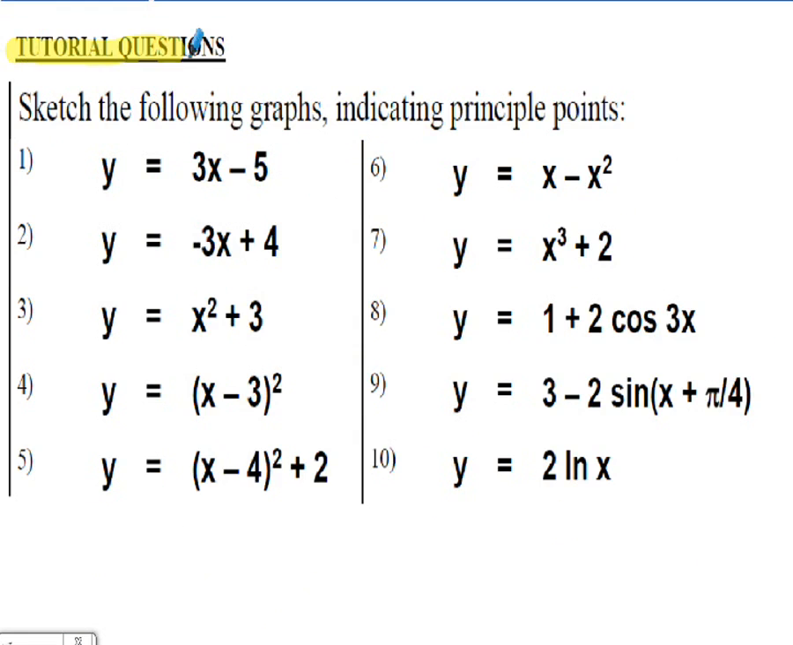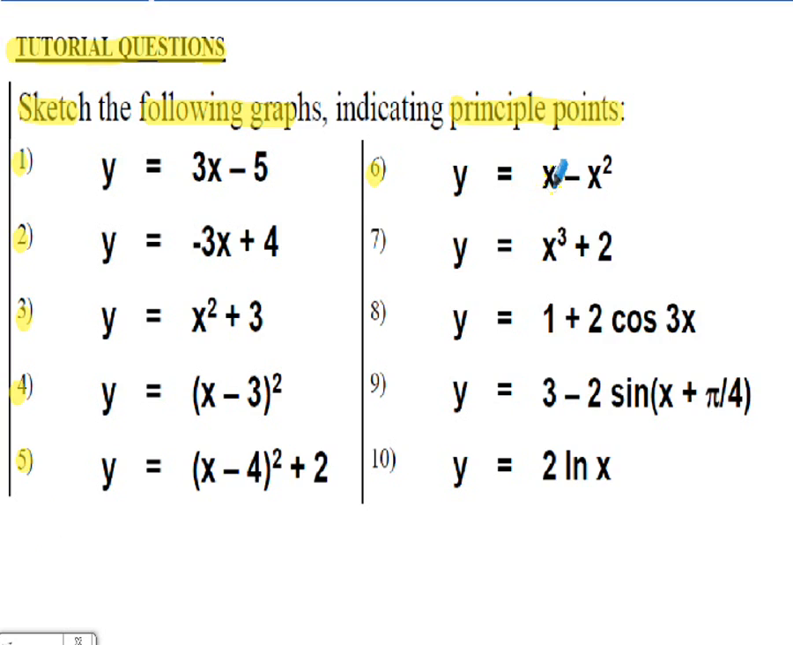Okay, I'm going to leave you with some tutorial questions now. You're asked to sketch the following graphs indicating principal points such as intercepts with the y-axis or vertices. So question 1 and question 2 start with the y is equal to x function and use your transformations from there to develop the equation stated. Questions 3, 4 and 5 I suggest start with the y is equal to x squared function and using transformations develop the equations as required.